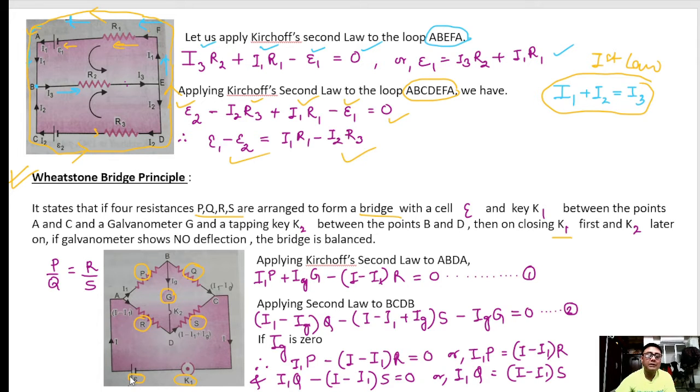So current will start, and then I will close key K2, and then what we will see is the current which is getting started from the EMF of the battery E, which is the current coming out from the cell E, let it be I. So see how the current is getting distributed.